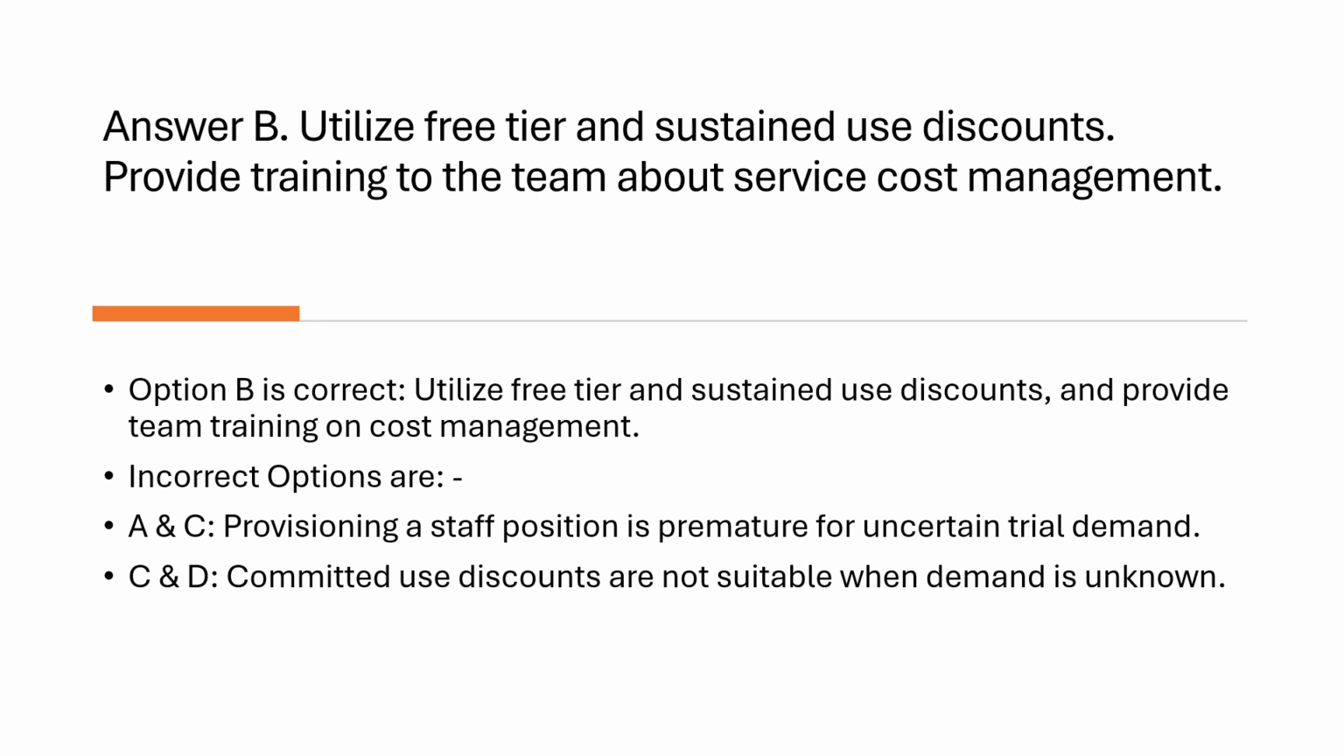The free tier is essential for minimizing initial costs. Sustained use discounts are automatically applied for consistent resource usage. Training the team on cost management empowers everyone to make cost-conscious decisions. A and C, provisioning a staff position for cost management, are too rigid. C and D, using committed use discounts, are not ideal for a trial phase. Committed use discounts lock you into resource commitments, which is risky when demand is uncertain. So, free tier, sustained use, and team training provide the best balance of cost optimization and flexibility.